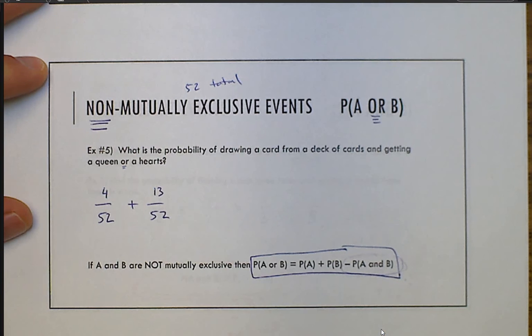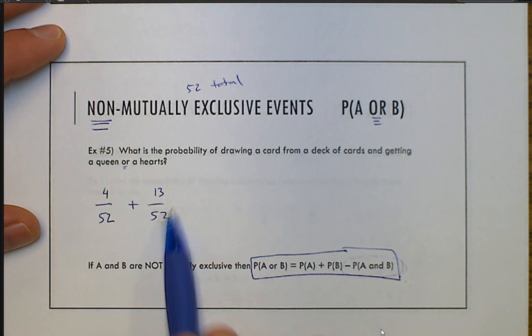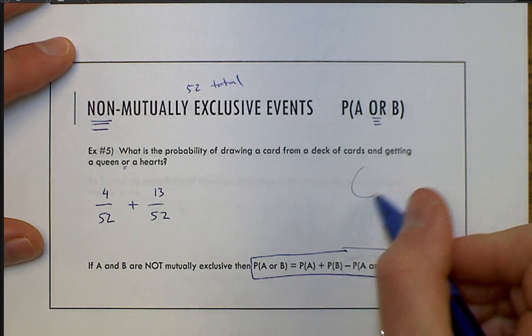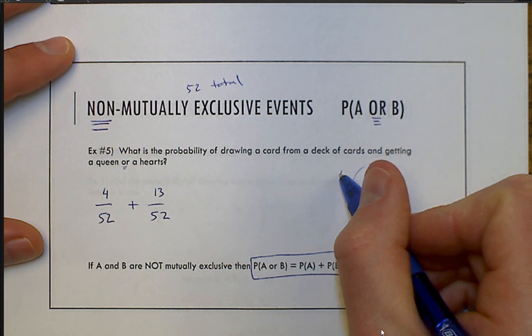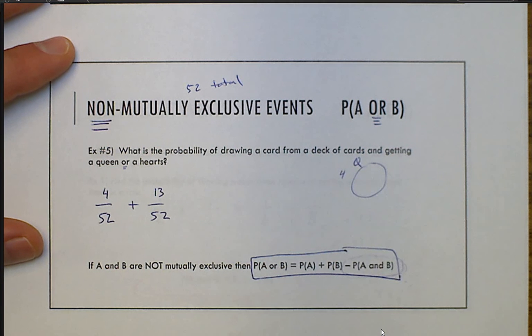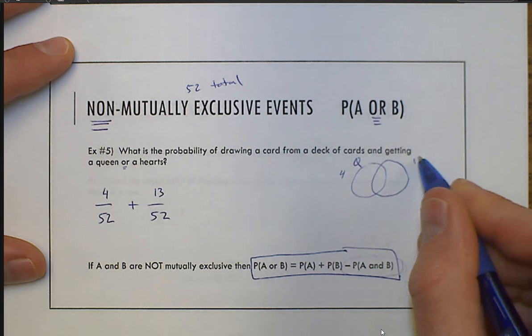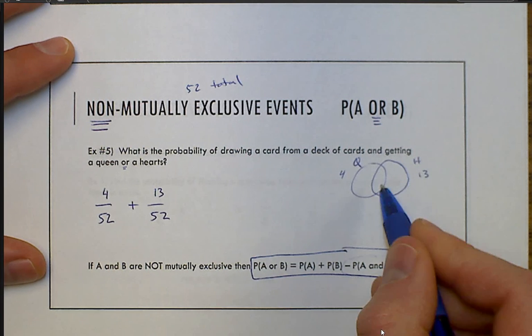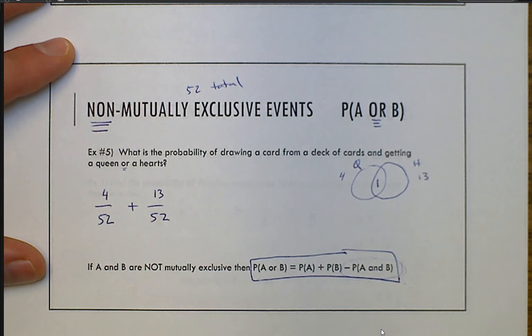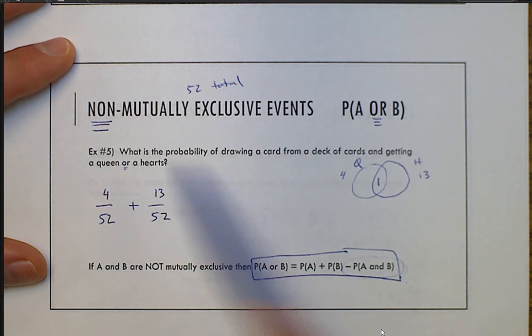However, there's one situation within this where there is overlapping, right? We have 4 total cards. Let's say this circle, I'm going to make a Venn diagram real quick. That's the queens, there's 4 of them, okay? Here are the hearts, we know there's 13 of those. Well, there's a queen of hearts, right? There's one card that is a queen and a heart, and that's the queen of hearts.